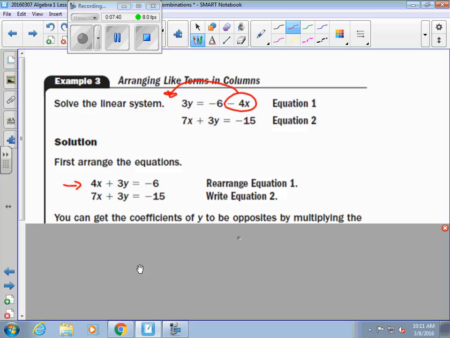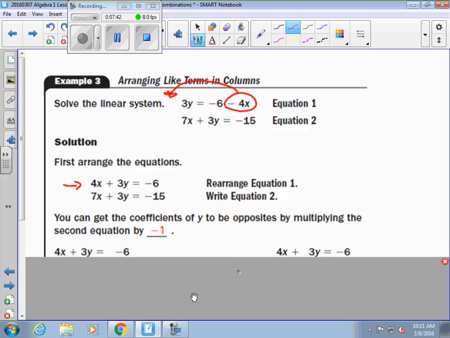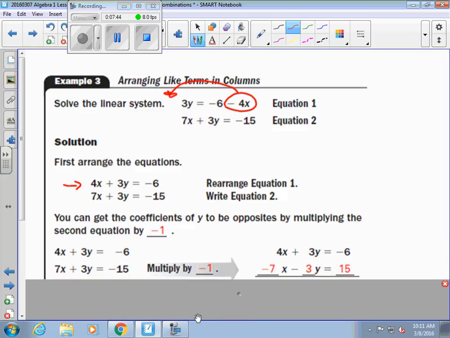So in order to make opposite coefficients, it tells you to multiply the second equation by negative 1. Anytime you multiply something by negative 1, you distribute it to all three terms. All of the signs are simply going to change. Positive 7x is going to become negative 7x. 3y is going to become negative 3y. And negative 15 times a negative 1 is going to become a positive 15.